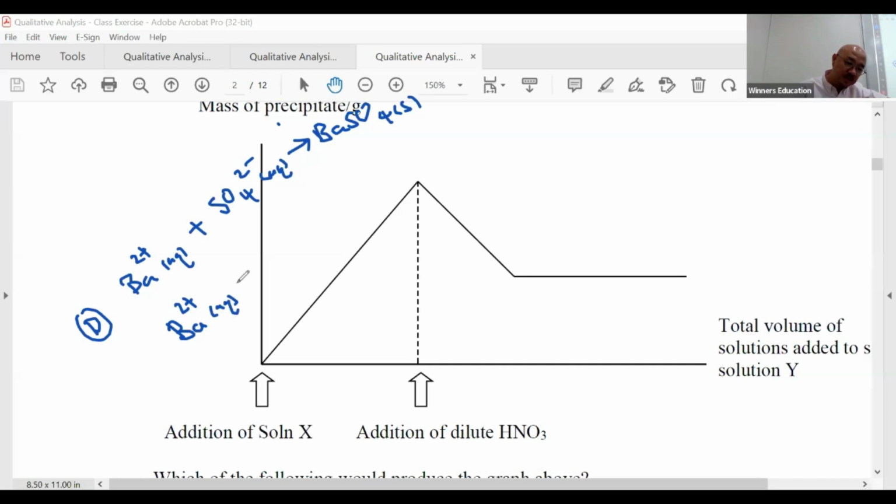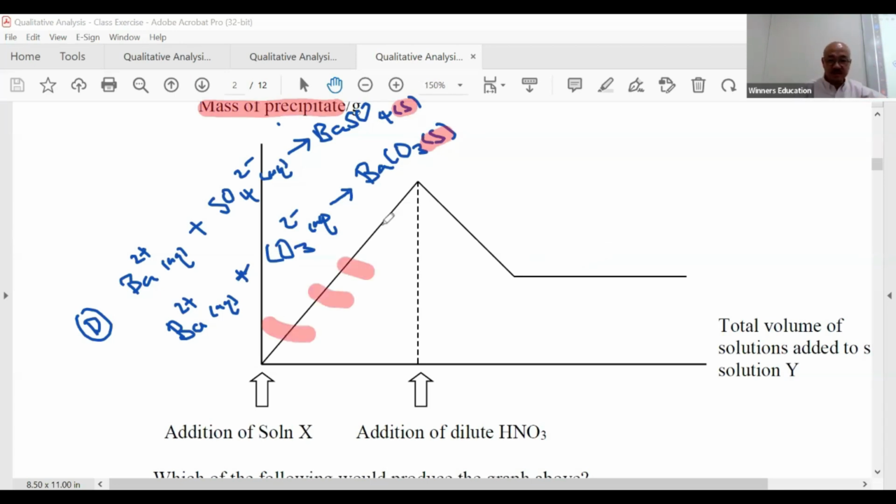Same thing, the barium we add, you always add more than enough. We'll also find the other Juliet, which is carbonate. BaCO3. They get married. So they are all solid, that's why they have a mass. They are precipitate, so it's a mass of precipitate. So you go up. How high, what's the value? I don't know, and I don't care. Let's see whether D is a good choice. So they go up.